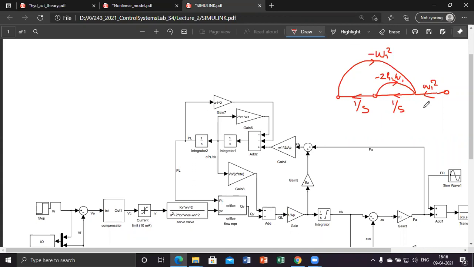Yes, sir, in the control system course. Control system. Same thing only I had drawn. You just find the transfer function of this. You will get this is equivalent to omega 1 square divided by s square plus 2 zeta 1 omega 1 s plus omega 1 square. This is the transfer function.